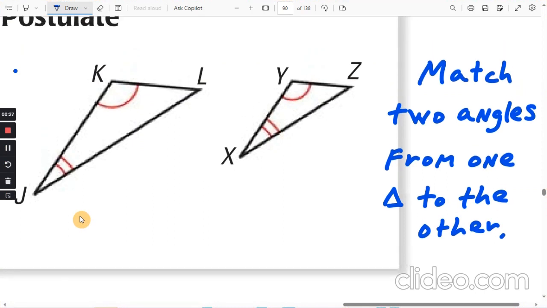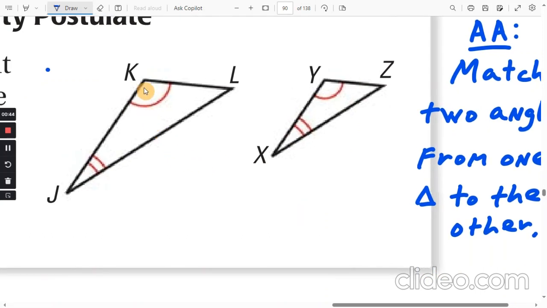All right, so for the AA similarity postulate, you want to match two angles from one triangle to the other triangle. And what I mean by match is pick out congruent angles. So let's see. We see angle K matches angle Y because they both have the one mark right there. All right, so I'm just going to put a number 1 by that angle. And then we see that angle J matches or is congruent to angle X because it has the 2 marks. So I'm going to put a number 2 right there.